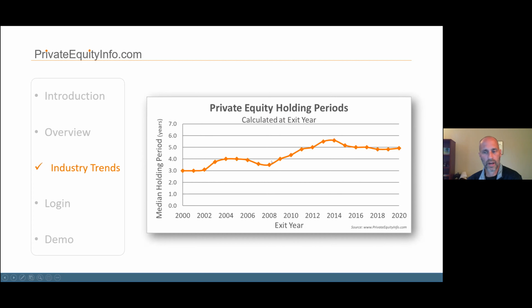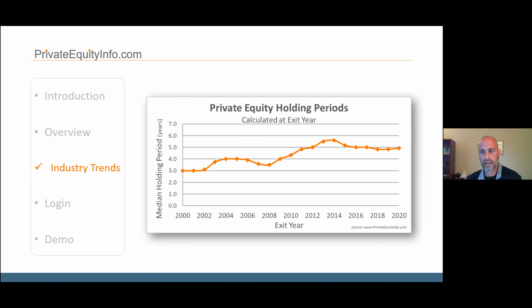And if you look at 2008 through about 2014, maybe pushing 2015, the holding periods increased substantially up to, I think, about 5.6 years. Well, the reason for that is some private equity firms bought portfolio companies in 2007 and 2008 at the peak of the last recession, and they had to hold them longer, right? Because it took a while to climb out of that. That was probably unfortunate timing for them.